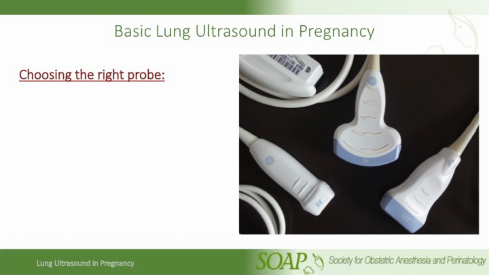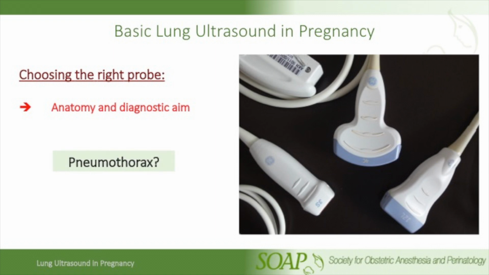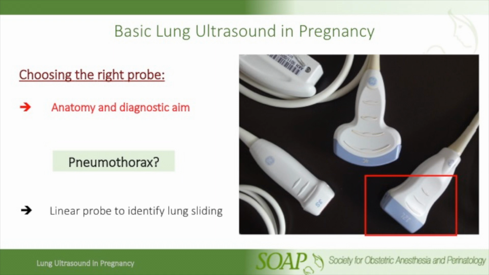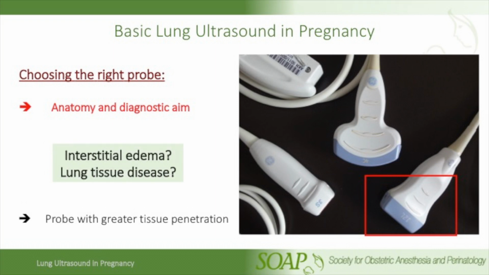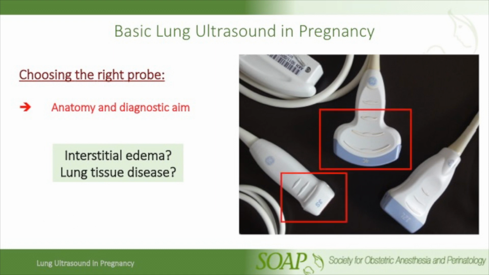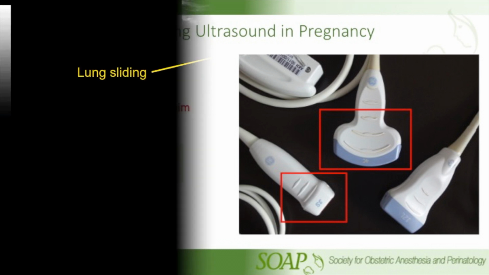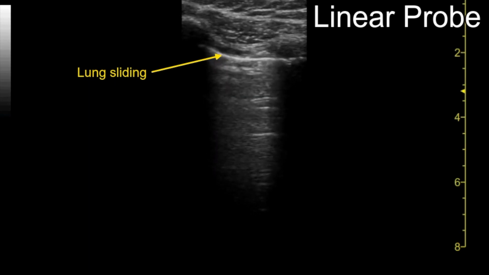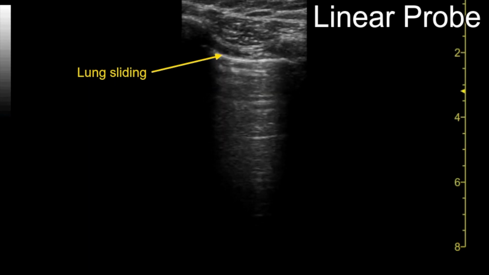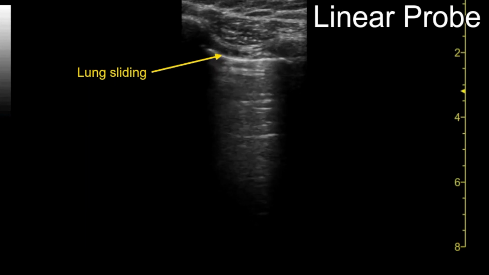Choosing the right ultrasound probe depends on patient's anatomy and the diagnostic aim. For assessment of pneumothorax, the linear probe may have the best resolution to identify lung sliding. For assessment of pulmonary edema and lung tissue, a probe with higher tissue penetration might be preferred. This includes a curved array probe or a phased array probe. Let's start with a linear probe. This allows best visualization of the presence or absence of lung sliding.